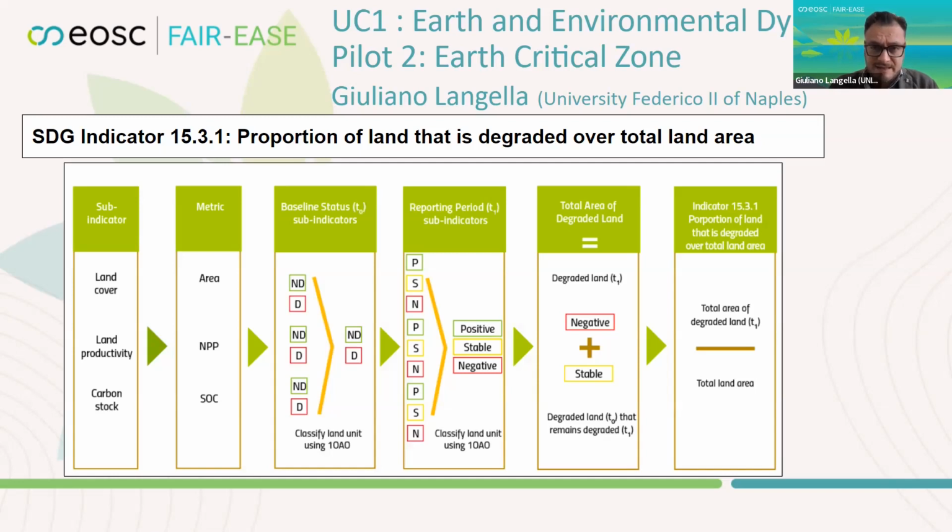The state-of-the-art of land degradation calculation can be considered the one suggested by United Nations in 2021. As you can see from this picture, in particular, it is focused on the Sustainable Development Goals Indicator 15.3.1, which is calculated by evaluating changes in 3 sub-indicators, in particular, land cover, land productivity, and carbon stock. Next slide.